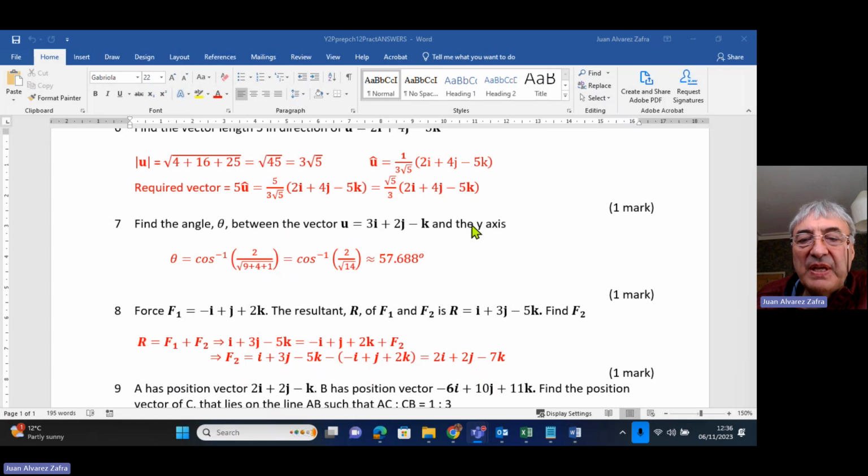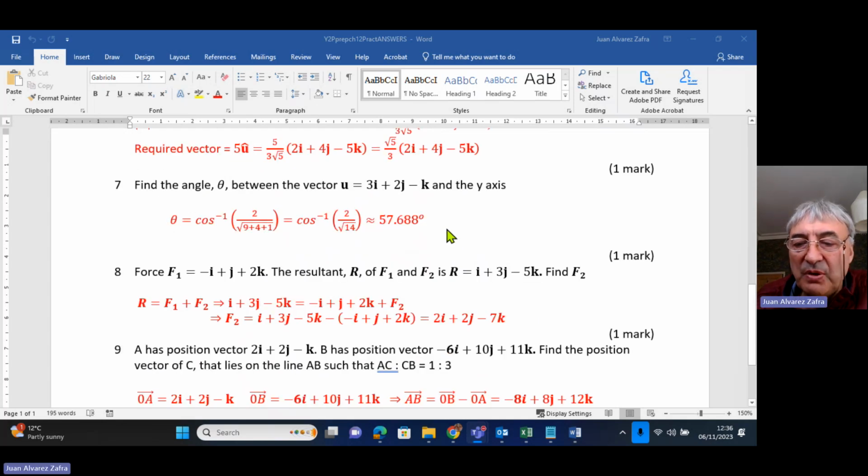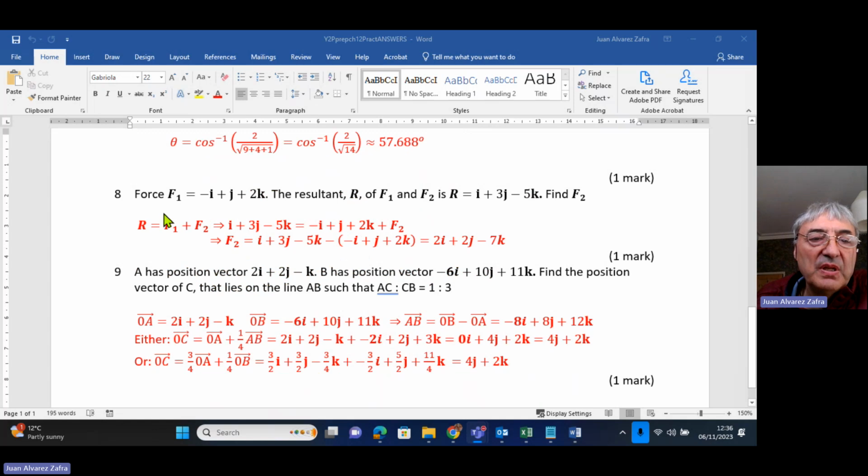Had we wanted the angle with the x-axis, for example, we would do inverse cosine of 3 over root 14. If it had been for the z-axis, it would have been inverse cosine of -1 over root 14. So you have a very general method that allows you to work out the angle between a vector and an axis. But do have a look at the dot product, which enables you to work out the angle between any two vectors.